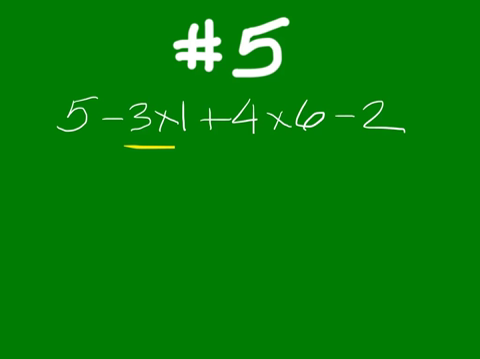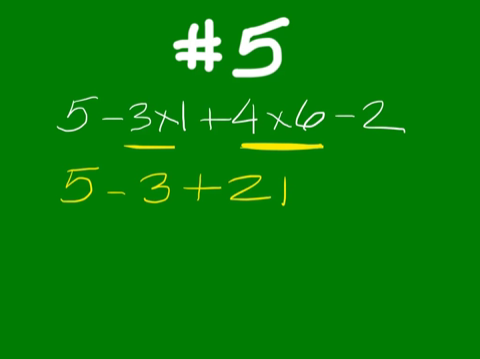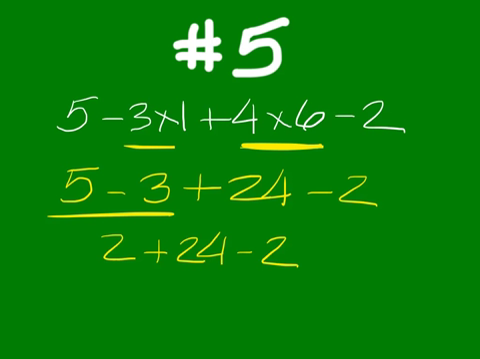You must do multiplication first. So 3 times 1 is 3, and 4 times 6 is 24. Now go in order left to right. 5 minus 3 is 2. 2 plus 24 is 26. Minus 2 is 24.